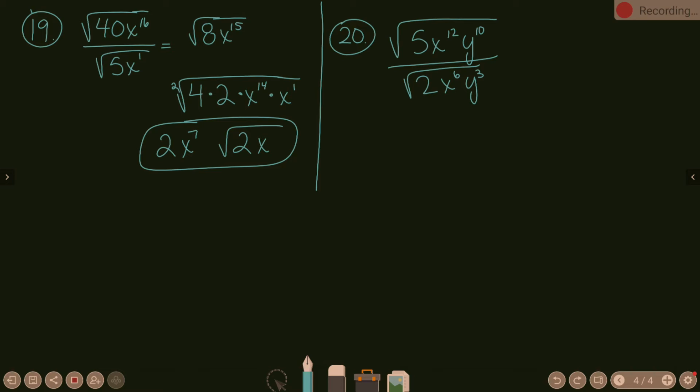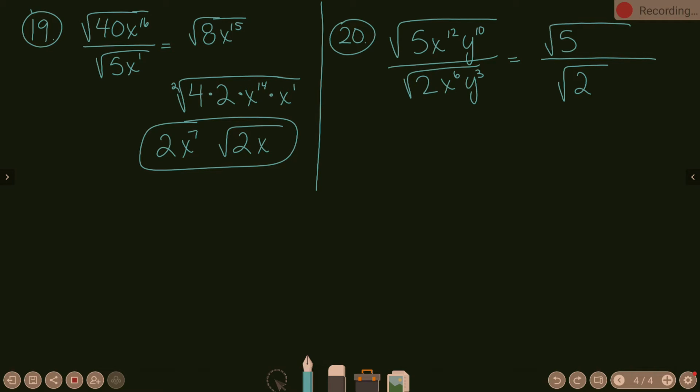Okay? So, does 5 divide by 2? No. So those are going to have to stay under the radicals. X to the 12th over x to the 6th. Can that divide? Yeah, so we could clean up our x's here. Same thing with the y's. So that's going to be my first suggestion. The square root of 5 is going to have to stay on top, and square root of 2 is going to have to stay on bottom because 5 and 2 don't divide.